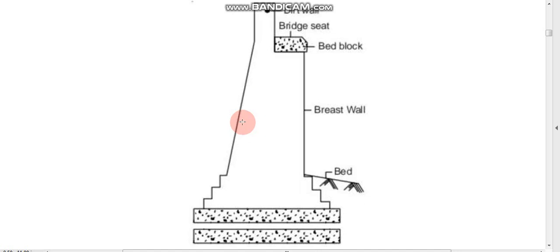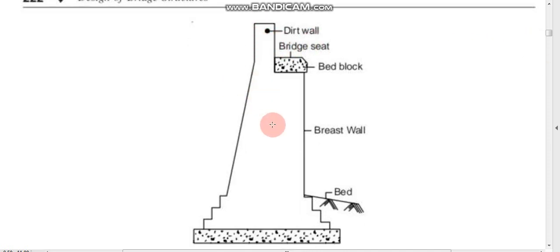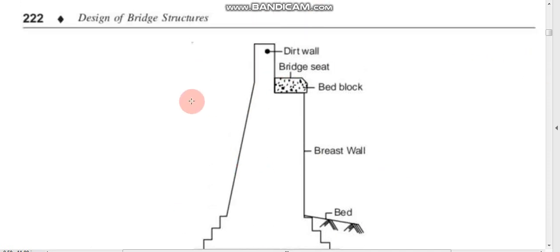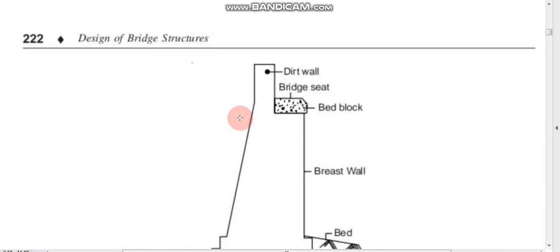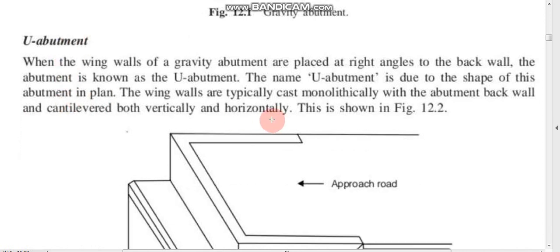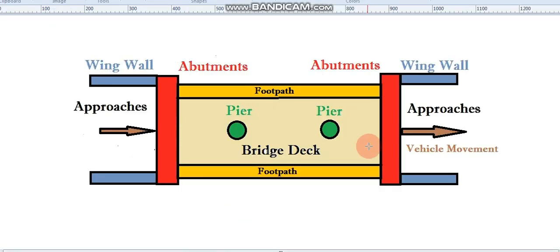If you see the figure of the gravity abutment, from this portion the bridge starts. These are the various components here, the foundation and other components of the gravity abutment. The next type of abutment is the U abutment. As the name indicates, in the top view you can see this forms a U shape. This is the approach and this forms a U shape, therefore the abutment is called a U abutment.